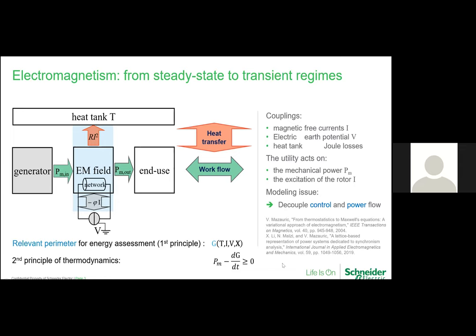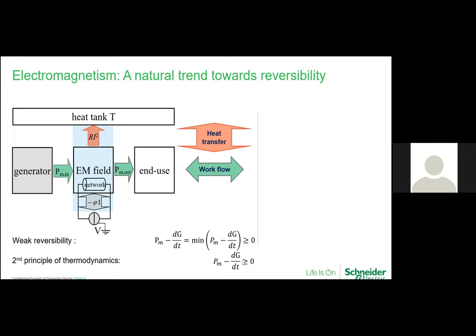I have many justifications for this positive inequality here. And what I can assume, and what is checked by electromagnetism, is that this variation always corresponds, at any time, to the minimization of this gap between the power I have to pay for the small variation of the Gibbs free energy.